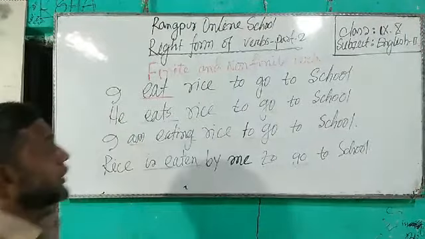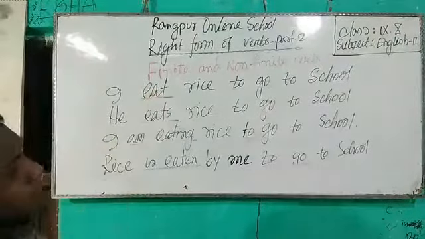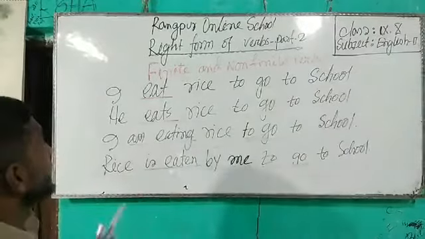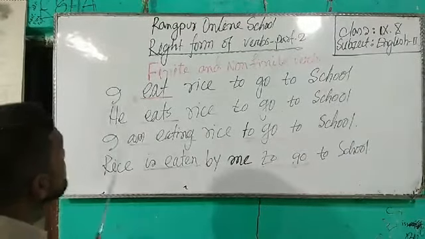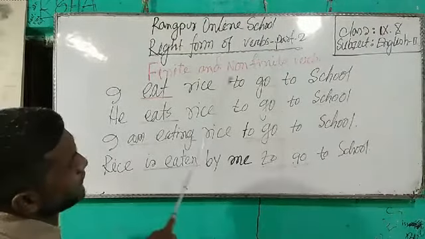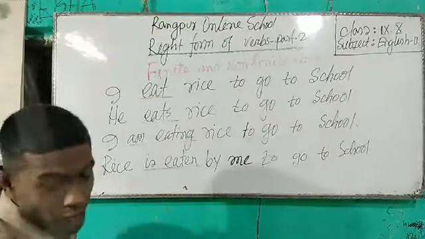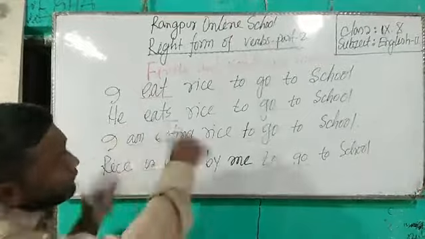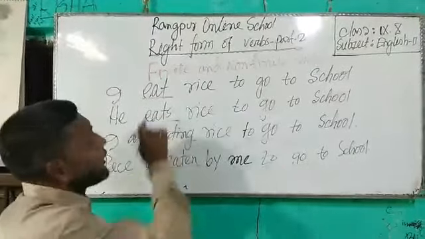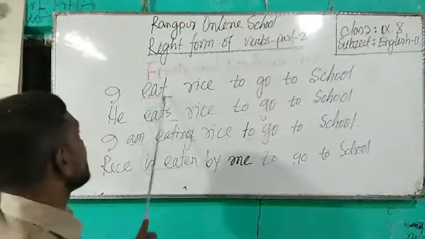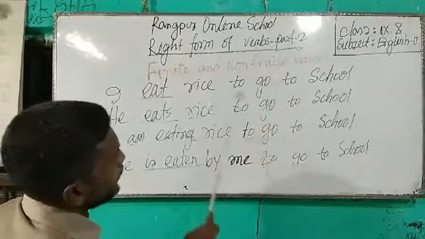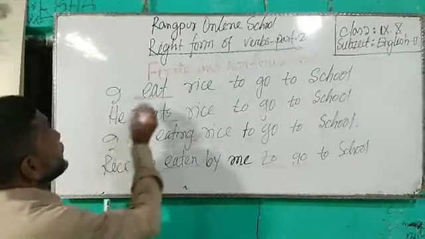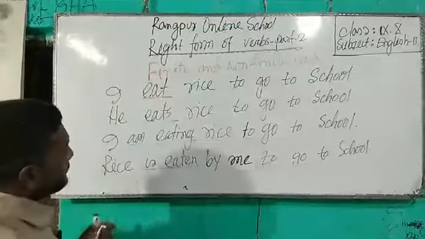So, dear students, I have written 4 sentences here. Let us look at the sentence. I have written, I eat rice to go to school. Dear students, it's a sentence, you know, no doubt. But in this sentence, we have 2 verbs. This is eat and this is to go. So, this verb has a subject.